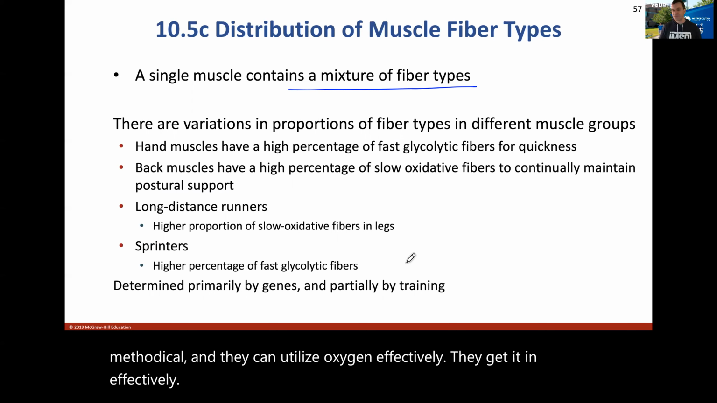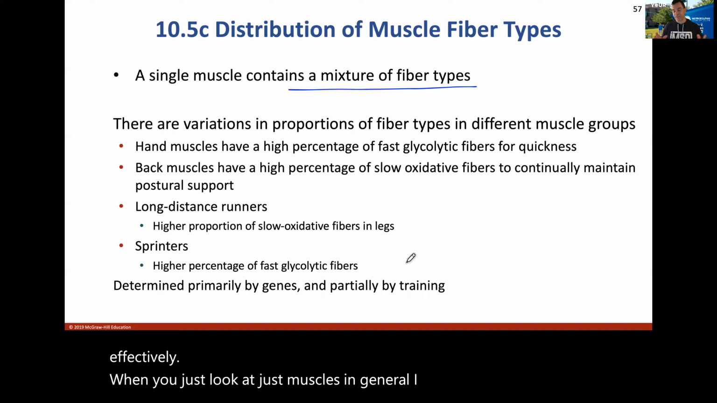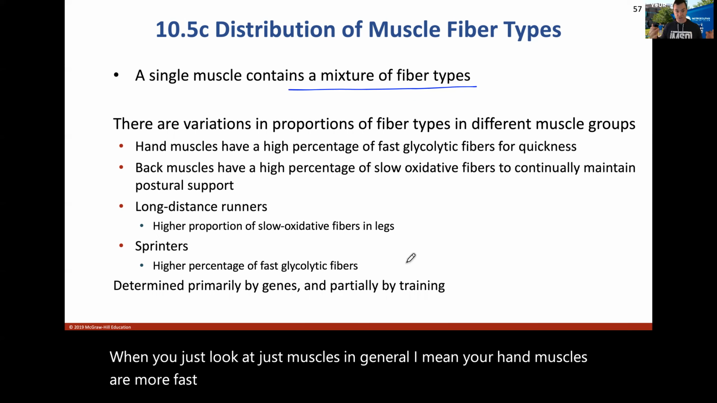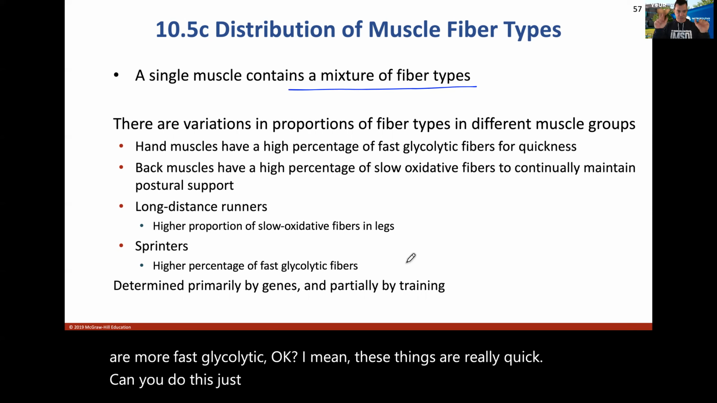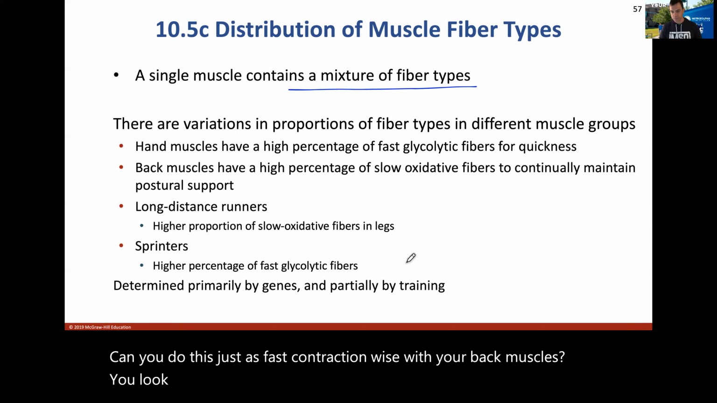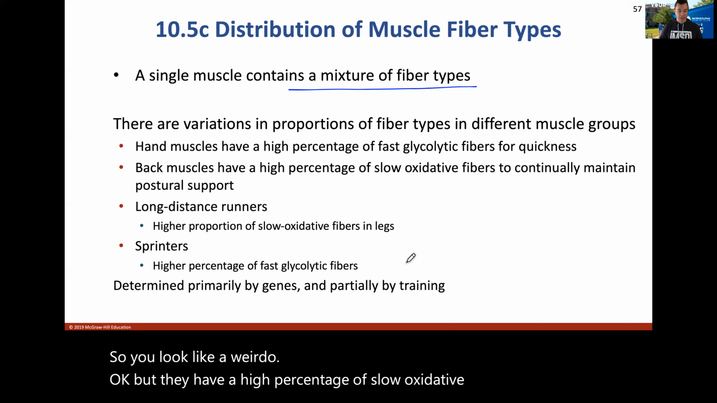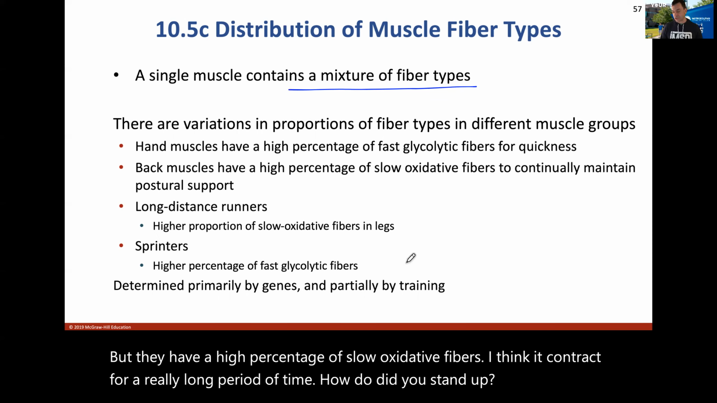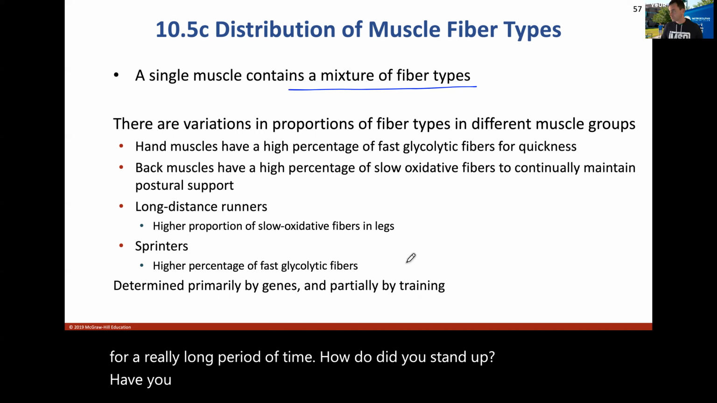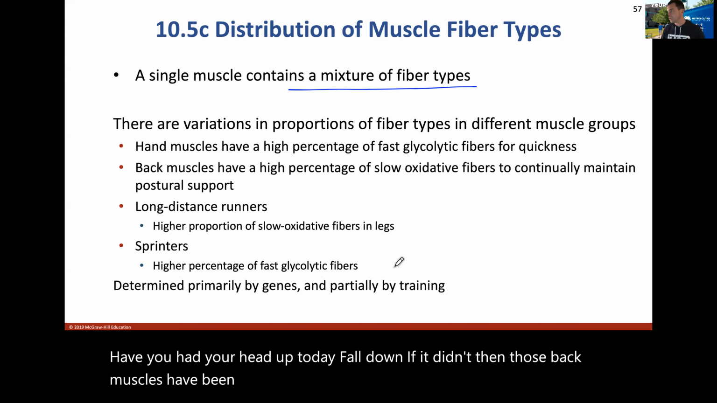When you look at muscles in general, your hand muscles are more fast glycolytic. I mean, these things are really quick. Can you do this just as fast, contraction-wise, with your back muscles? No, you'd look like a weirdo. But they have a high percentage of slow oxidative fibers. I think they can contract for a really long period of time. How do you know? Did you stand up? Have you held your head up today? Did it fall down? If it didn't, then you know those back muscles have been holding you up really well all day.